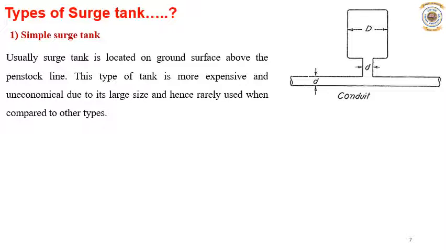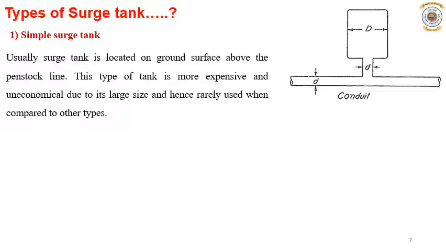This type of tank is more expensive and uneconomical due to its large size, and hence rarely used when compared to the other types. In the figure it is clearly shown that if the overflow is allowed, the rise in pressure can be eliminated, but an overflow surge tank is seldom satisfactory and usually uneconomical. Such tanks are built high enough so that water cannot overflow even with the full load change on the turbine.